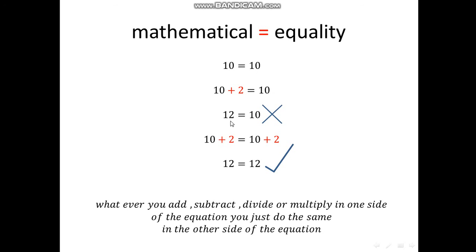10 plus 2 equals 12, and 10 comes here. Is 12 equal to 10? No. So how can I keep the balance? If you add 2 here, you have to do it also on the other side. So if you add 2 here, if you subtract 2 here, if you multiply by 2 here, if you divide by 2 here, you have to do the same on the other side so that we can preserve the equality. That's what I'm trying to say here. Okay, so this is wrong. If you add 2 here, you have to add it here also, just like here.